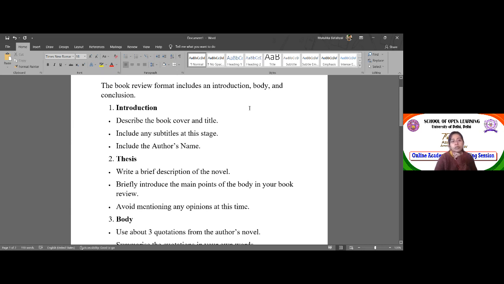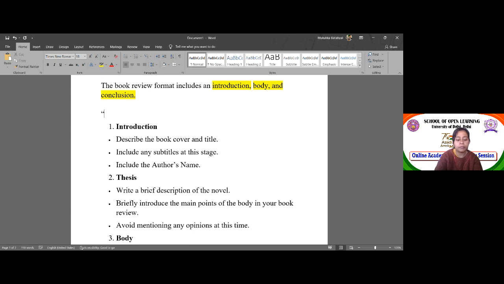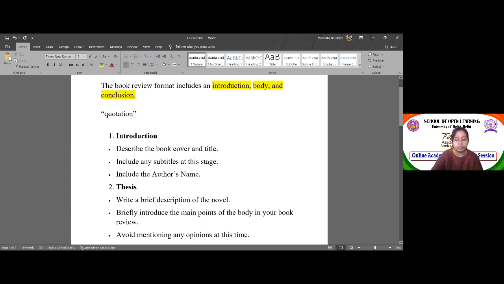So, like I said, the book review format will include an introduction, a body, and a conclusion. So you can see that. Now what will the introduction have? Say you start, like your book suggests, with a quotation from the book, and then you start with the introduction. Now what will be there in your introduction? In your introduction, you will describe the book cover and the title.